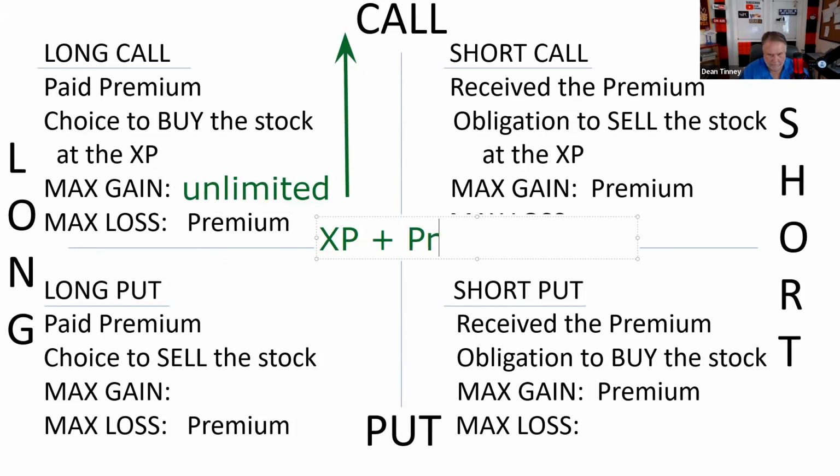And what did Dean say you should probably do with the matrix? Memorize it. Boom. So if you didn't have any clue what you were saying, you just simply memorize the matrix. And I say, what can you tell me about a long call? You say, Dean, when you're long a call, you paid a premium. You have a choice to buy the stock at the strike price. Your max gain is unlimited. Your max loss is the premium. You're bullish, and your break even is strike price plus premium. You may not have any clue what you just said, but it's technically correct. Well, what I suggest you do with the matrix: memorize it.